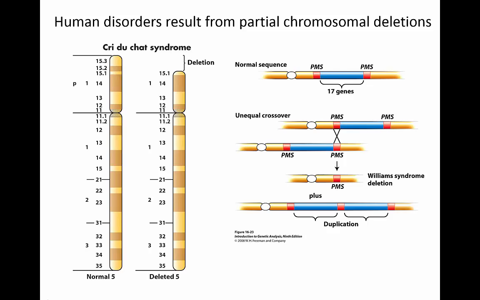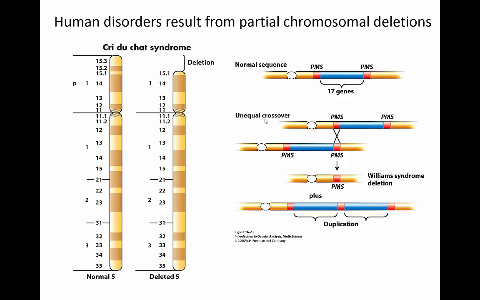There are a number of human disorders that result from deletions of partial regions of the chromosome. I'm going to tell you about two examples here. So one of them is Cri-du-Chat syndrome. This is caused by a deletion on the end of chromosome 5. These individuals have a pretty severe intellectual disability. Babies with Cri-du-Chat syndrome actually have a distinctive cry that sounds like a cat, hence the name of the disorder.